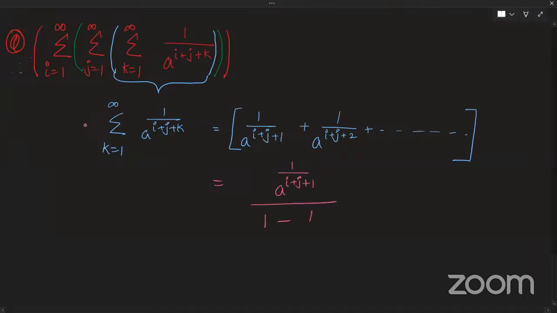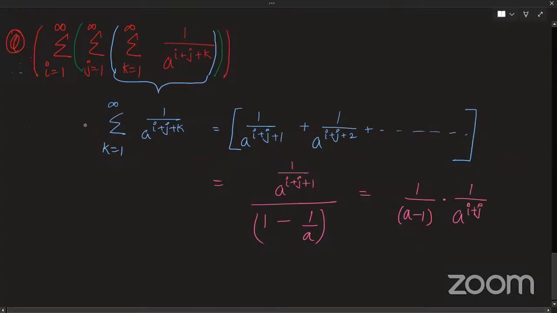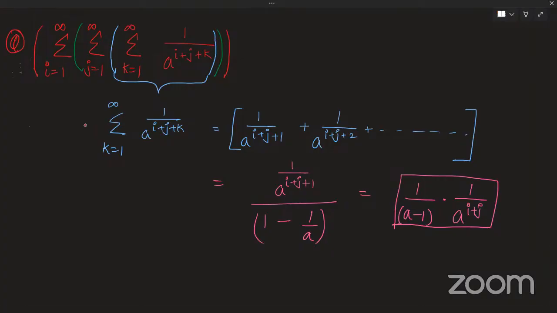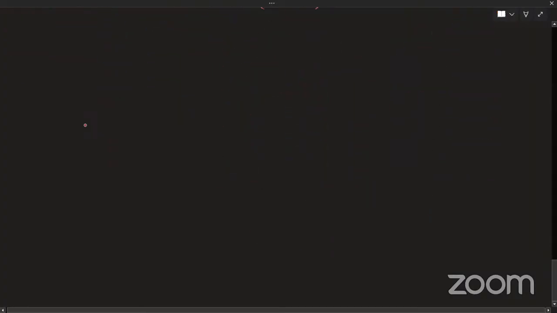And 1 minus r, right? Yes, sir. Has everyone understood why r is 1 by a? Its common ratio is 1 by a. Okay. So its value will be 1 by a minus 1 into 1 by a raised to i plus j. Fine. Got till here, everyone? Okay, great. So my first bracket has been solved successfully.